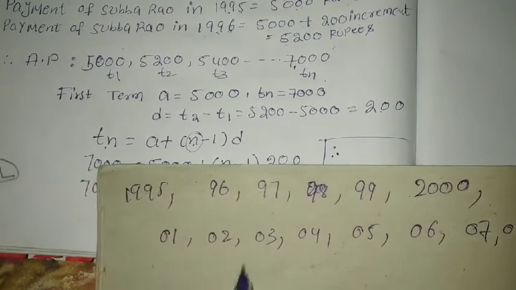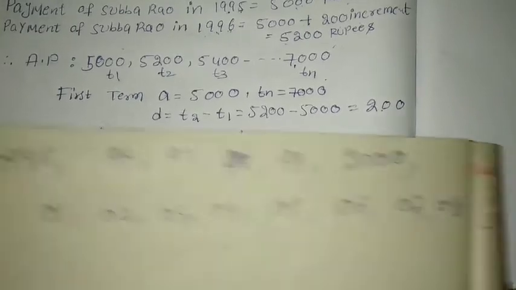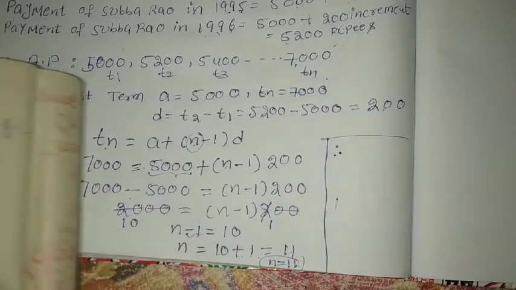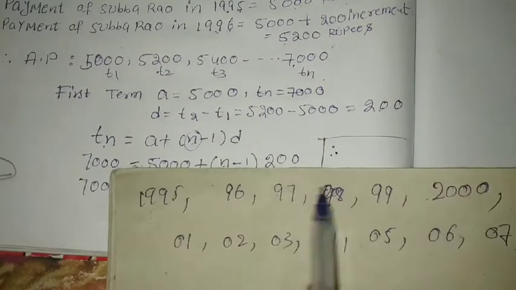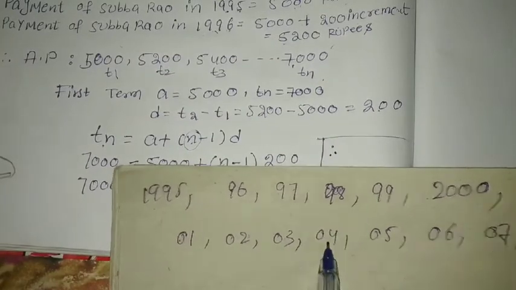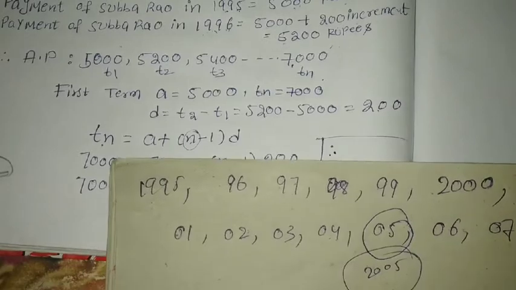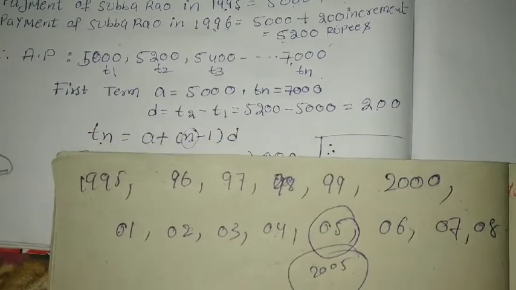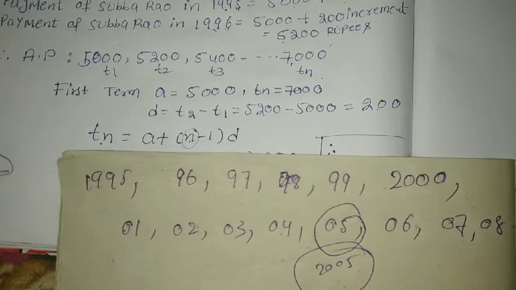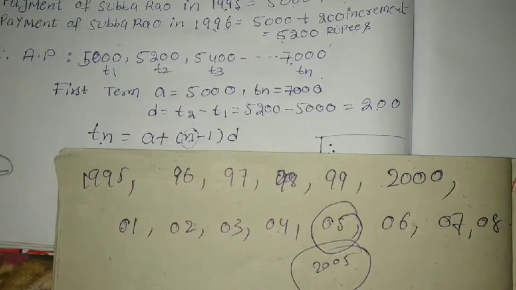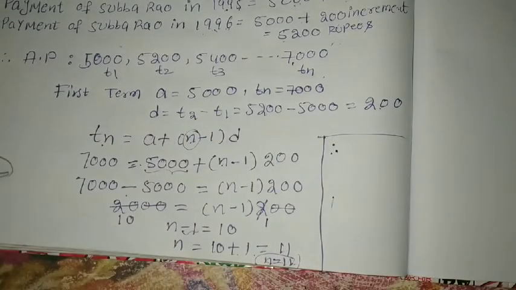See here, what we need? We need the 11th term here. See here, n is equal to 11, we got 1, 2, 3, 4, 5, 6, 7, 8, 9, 10, 11. So this is 2005. In 2005, Subba Rao got 7000 rupees. Are you getting? So that one only you have to write in the conclusion.